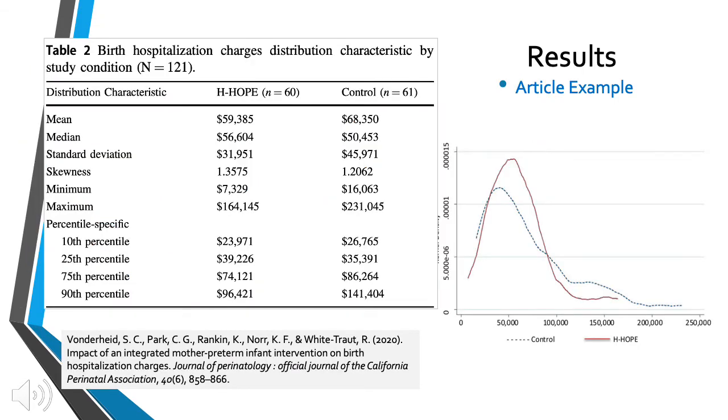This study by Vonderheide and colleagues compared hospital charges between preterm infants in H-HOPE, a developmental intervention group, and a control group. In the full article, infant characteristics were described in Table 1, and this Table 2 describes the outcome hospital charges. Authors present several descriptive statistics, starting with the mean, median, and standard deviation. They also include a figure to illustrate the distribution of hospital charges, and that it was not normal.